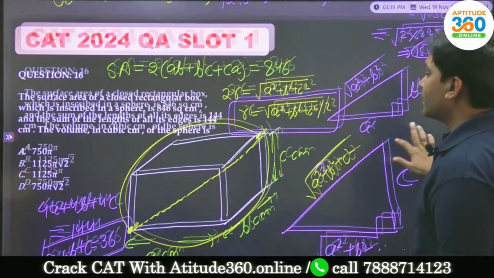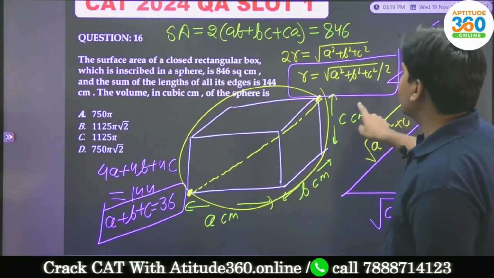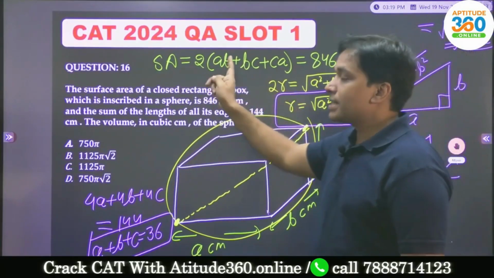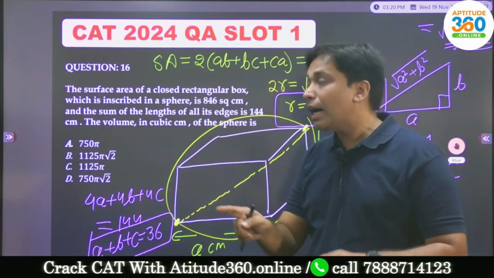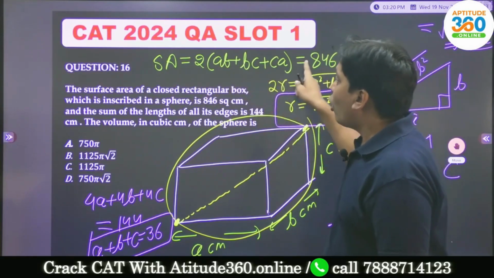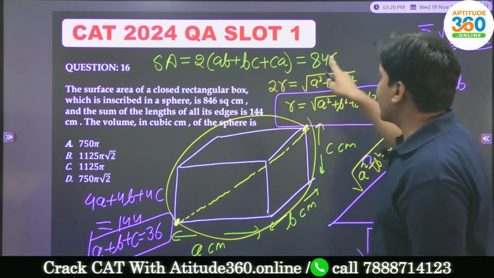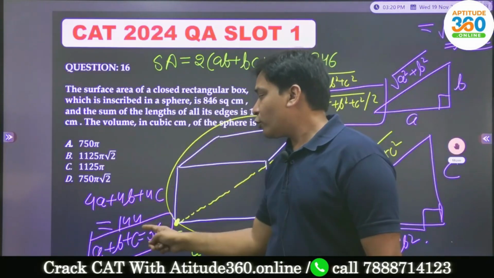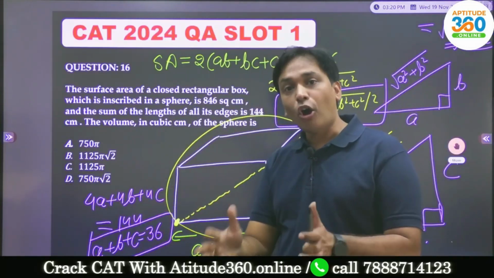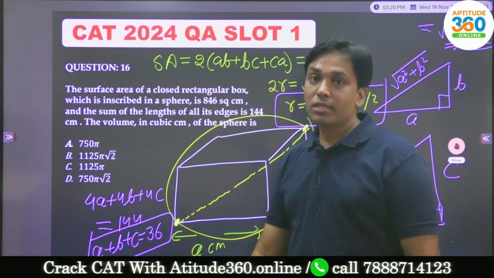If you have a look at it, how did we start? We said that we know the surface area. So first of all, you must know the formula for the surface area of a rectangular solid. The second thing, the sum of all the edges is 144. So you found the sum of all the sides of the rectangular solid, that is coming out as 36.